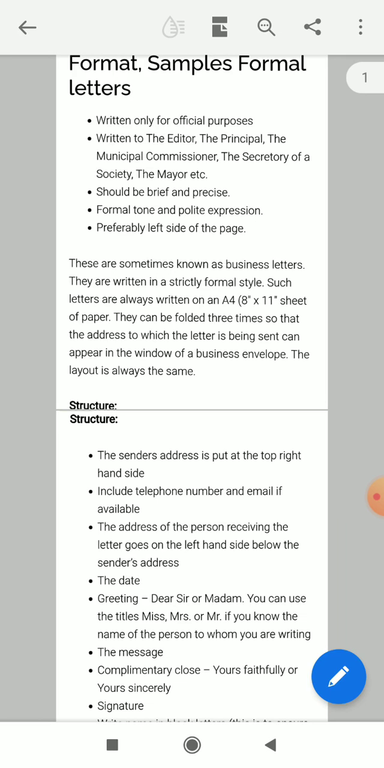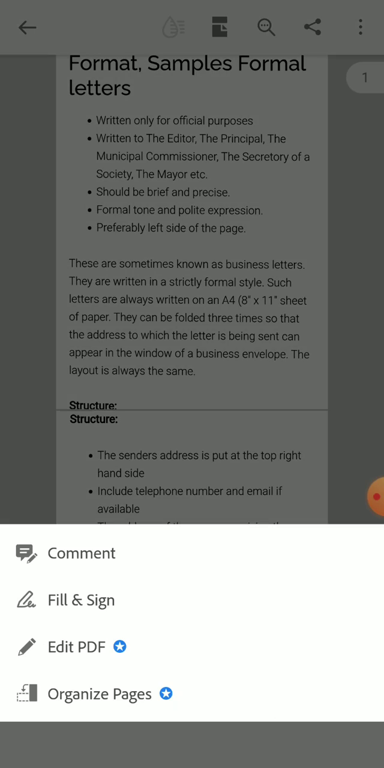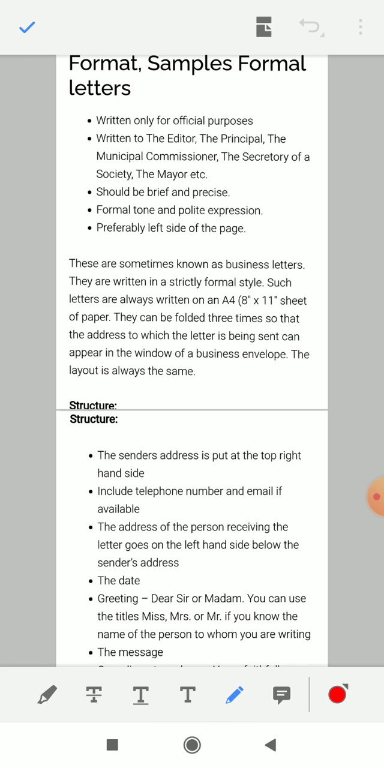Formal letters are specially written only for official purposes, or as a letter to the editor, the principal, the municipal commissioner, or others. They should be brief and precise, with a formal tone and polite expression, preferably written on the left side of the page.